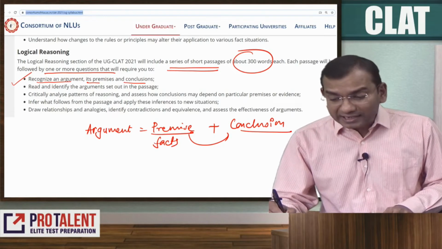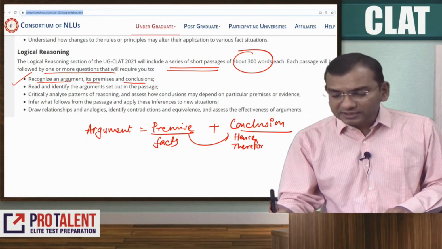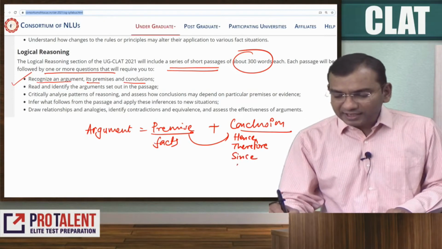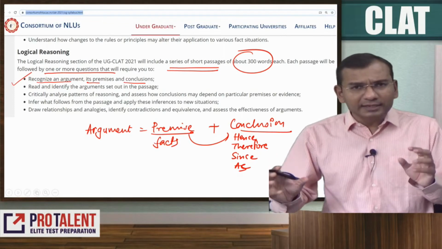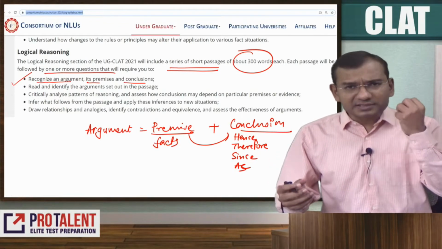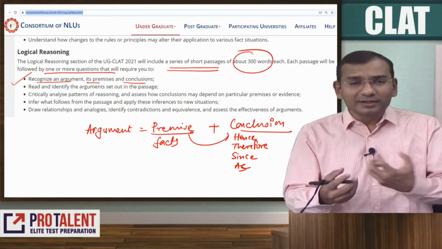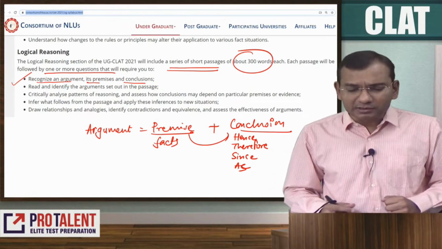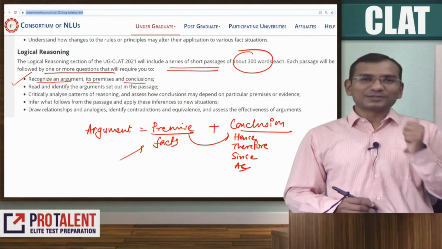Conclusion indicators are generally words like hence, therefore, since, as. The conclusion can be anywhere. It may start the paragraph and then the premises are provided, or it may come at the end, or it may be in the middle, but we should know what a premise is. Yes or no? This is very crucial.